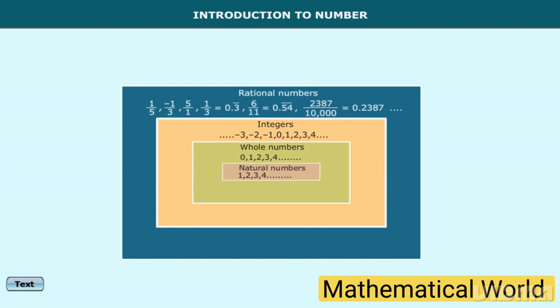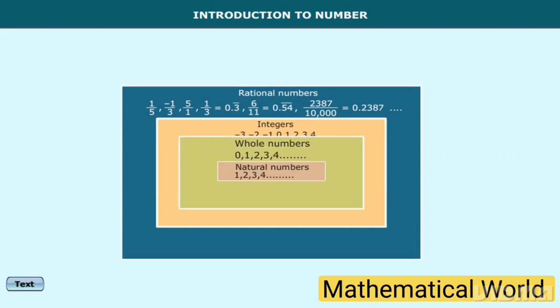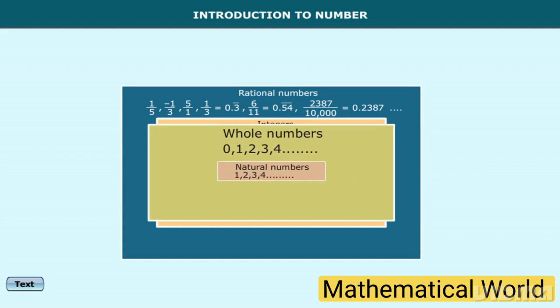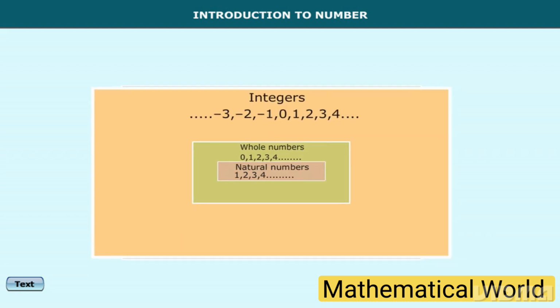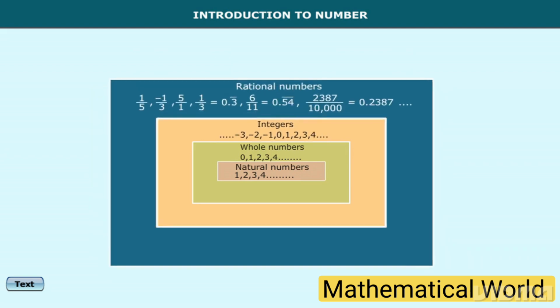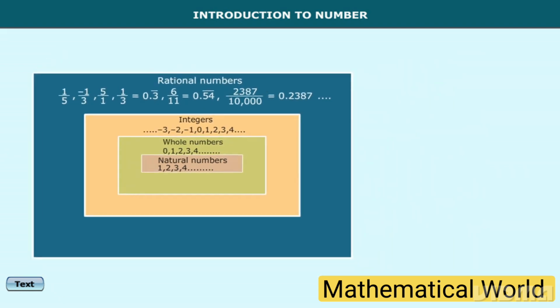Rational numbers. Rational numbers include any number that can be written as a fraction with an integer for the numerator and a non-zero integer for the denominator. Rational numbers also include all terminating decimals and all repeating decimals. So we can conclude that all natural numbers are included in whole numbers, all whole numbers are included in integers, and all integers are included in rational numbers.